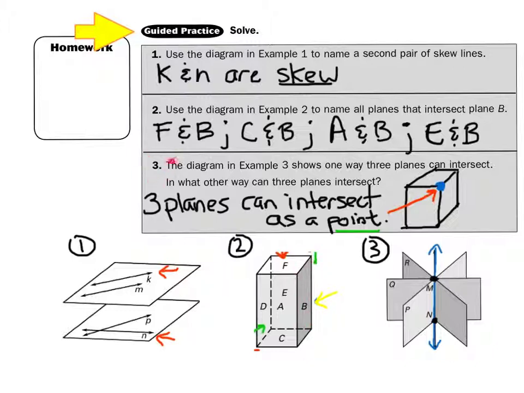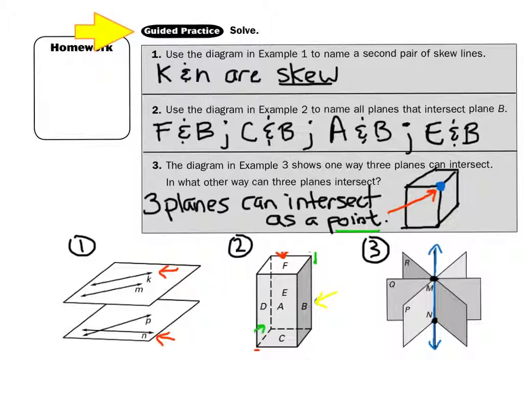All right, and then take a look at number 3. The diagram in example 3 shows one way three planes can intersect. In what other way can three planes intersect? Well, the easiest way to show you is to draw a cube. So draw a square, and then from this point go back at an angle, this point go back at an angle, this point go back at an angle, and then connect the dots. And so you have something that looks like a cube.